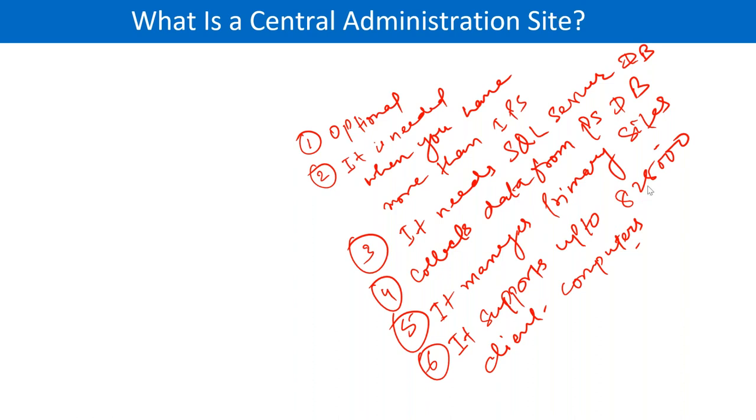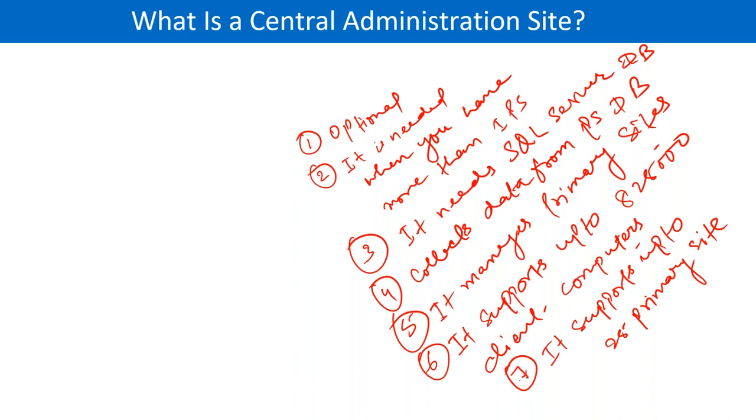Okay, so 875,000 client computers it supports. It can have a maximum of how many primary sites? 25. It supports up to 25. No, 10. 10 or 20, 25 yeah. No, Rohit, 2 is a minimum requirement. When you have a minimum of 2 primary sites, only then is the Central Administration Site needed. And the maximum number of primary sites 1 central administration site can support is 25. Okay?